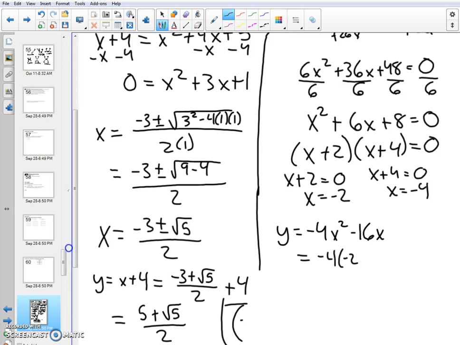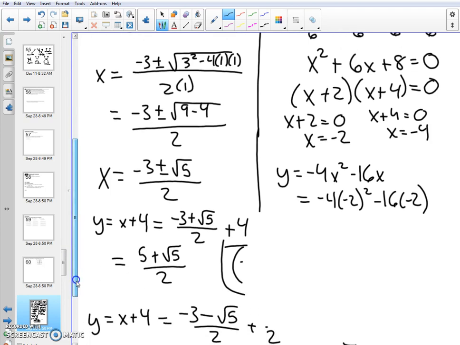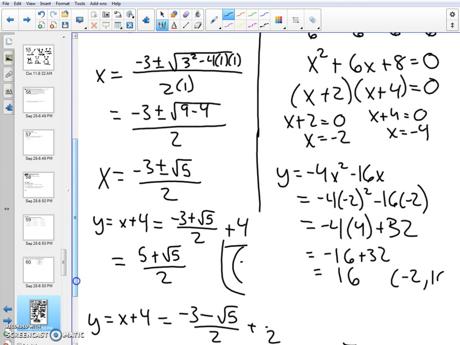So negative 4 times negative 2 squared minus 16 times negative 2. So that would give me negative 4 times 4 plus 16 times 2 is 32. And negative 16 plus 32 is just 16. So my coordinate pair here is negative 2, comma 16. So that's one answer.